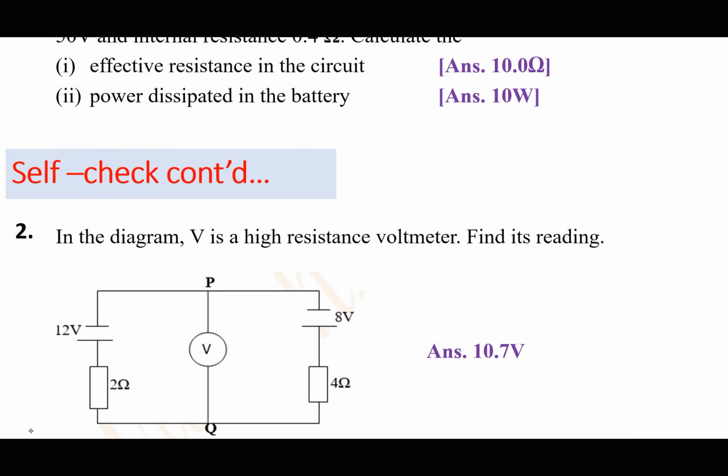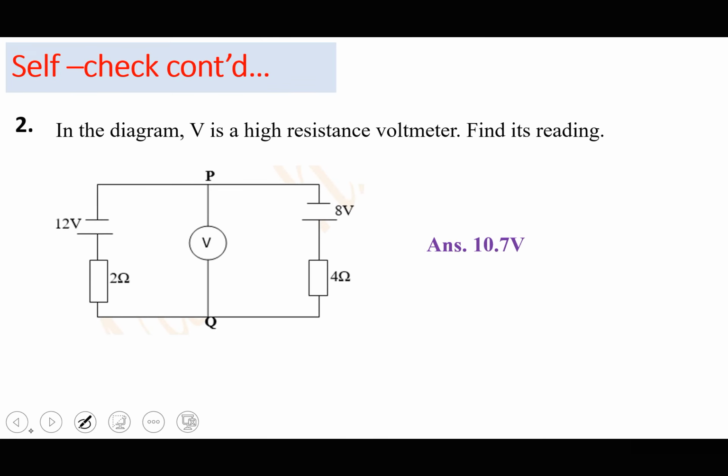Okay. In the diagram, V is a high resistance voltmeter. Find the reading. I have done a similar example before. I can first ignore the voltmeter and put in a loop, such as that one, which is anticlockwise, to find the current. Because it's a high resistance voltmeter, no current flows through it. So if I put in such a loop, I get the current. Let me say the current is I.